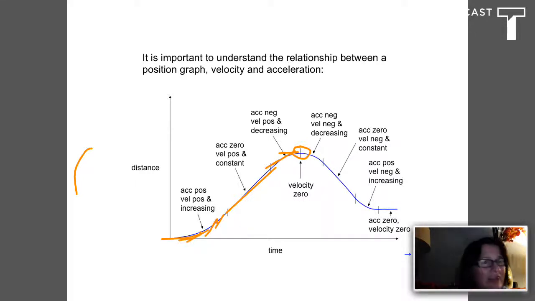So for the whole second half of the graph, the distance function is decreasing, which means the velocity is always going to be negative. This section, the velocity is negative, but it looks like a linear function, so it's negative and staying constant. Here, at the very, very end, the acceleration and velocity both come down to 0.